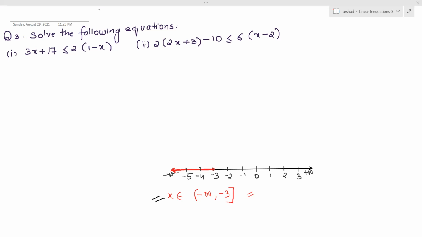Joan, this is completed? Yes, sir. I'm making the number line. Okay, very good. So, Joan, can you tell me the answer? 4 is less than or equal to x. Very good. Or we can say x is greater than or equal to 4. Yes, sir. Good.